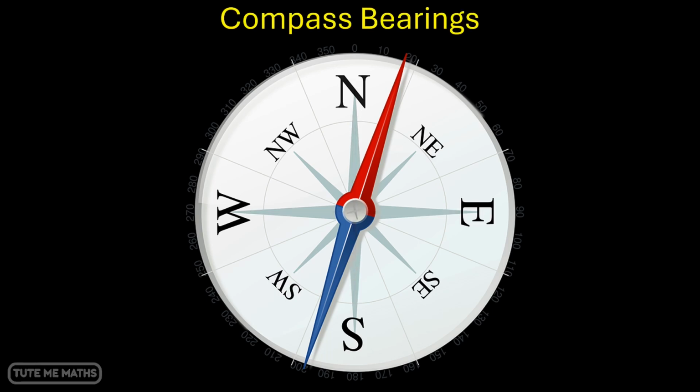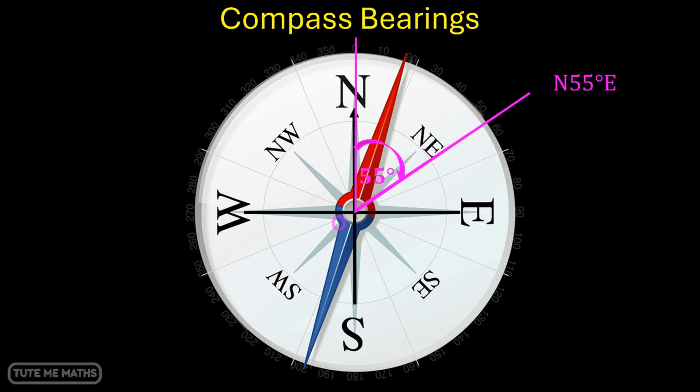A compass bearing tells us the number of degrees turned from north or south, whichever the direction is closest to. In other words, the amount we turn must be an acute angle, less than 90 degrees. The bearing also tells us which direction to turn, towards either east or west. This direction has turned 55 degrees from north towards the east. The compass bearing is written like this. We read it as north 55 degrees east.